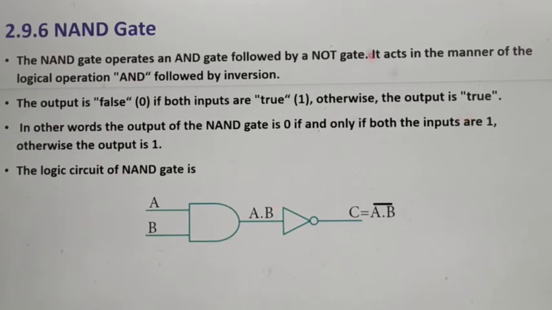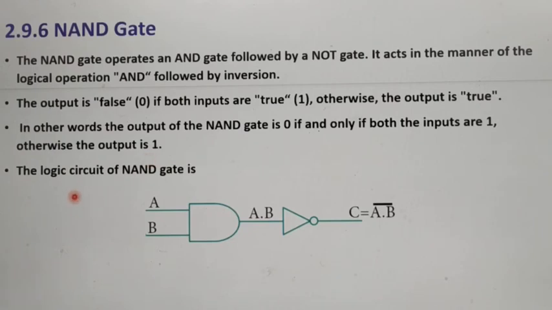Next point, the output is false. Output C is false if both the inputs are true. If both A and B are true, our output will be false. For all remaining possibilities, our output will be true only. Otherwise, the output is true. In other words, the output of the NAND gate is 0 if and only if the inputs are 1. Otherwise, the output is 1.